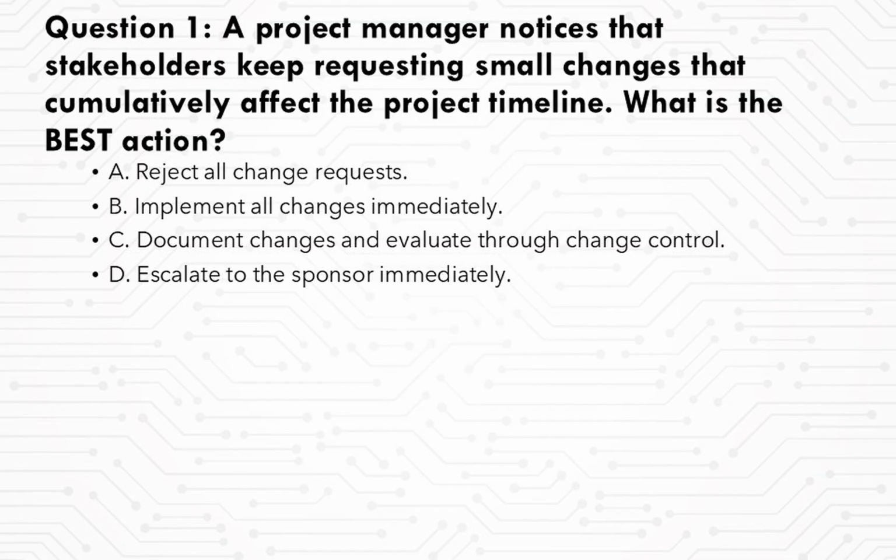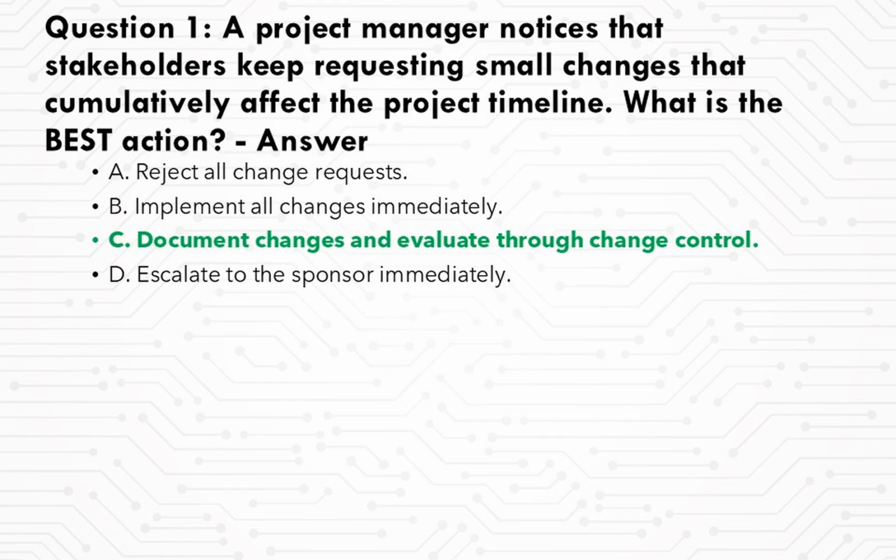Question 1. A project manager notices that stakeholders keep requesting small changes that cumulatively affect the project timeline. What is the best action? A. Reject all change requests. B. Implement all changes immediately. C. Document changes and evaluate through change control. D. Escalate to the sponsor immediately.